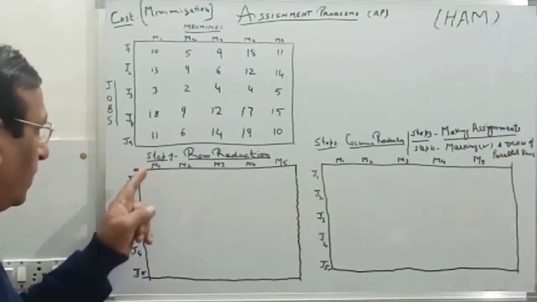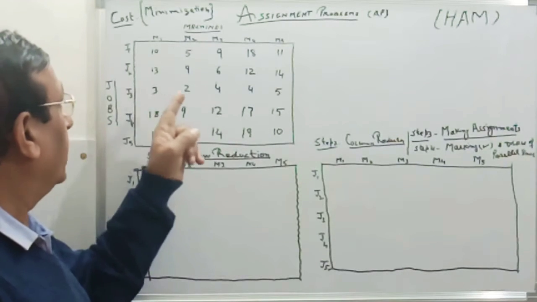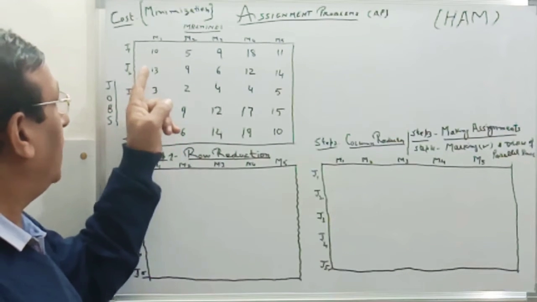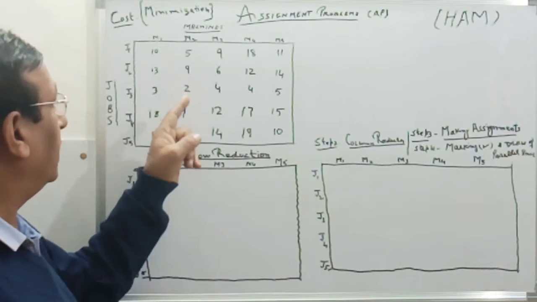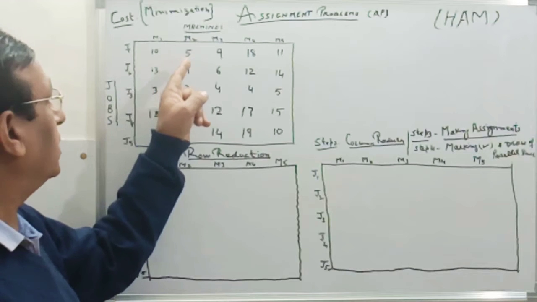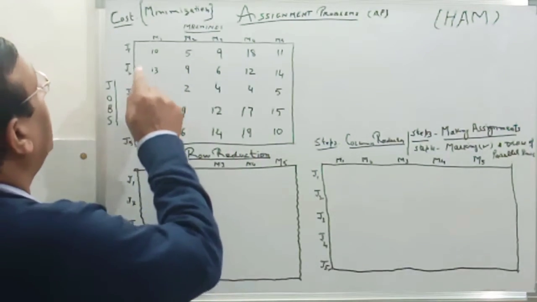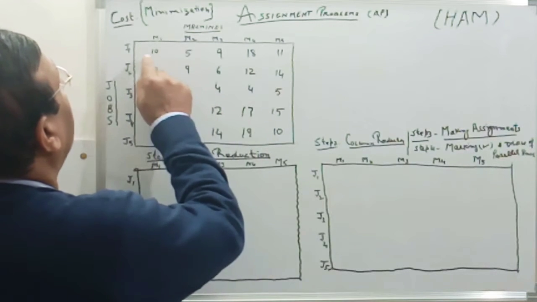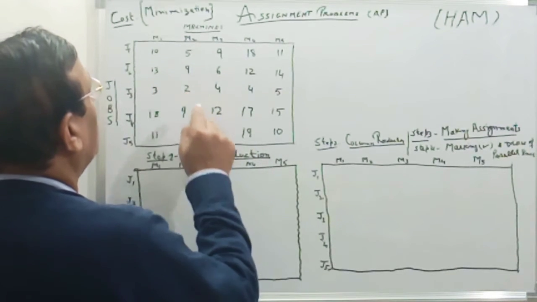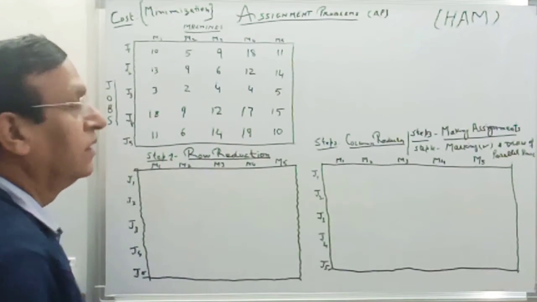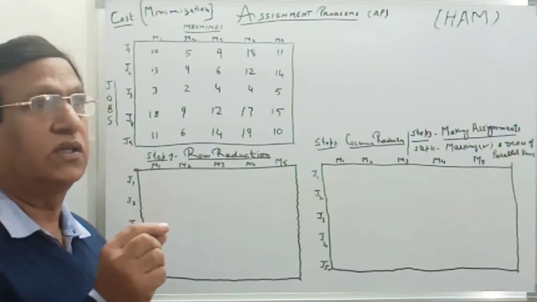Number 1, the first step is row reduction. We have to start row wise. Select the minimum element in each row and subtract that element from all elements of that row. I repeat, select the minimum element in each row. Say in the first row the minimum element is 5, in the second row it is 6, then 2, and here it is again 6. Then subtract that minimum element from all elements of that row.